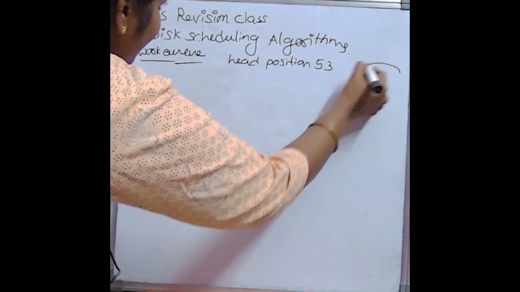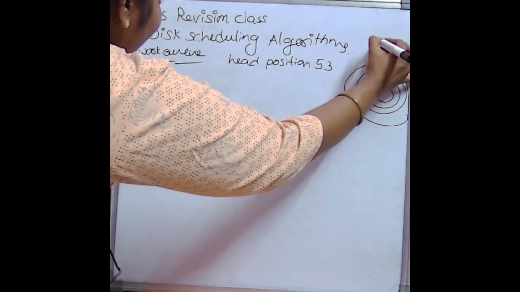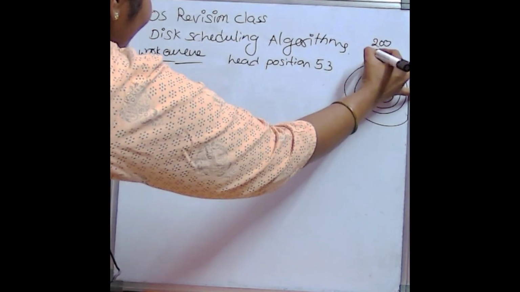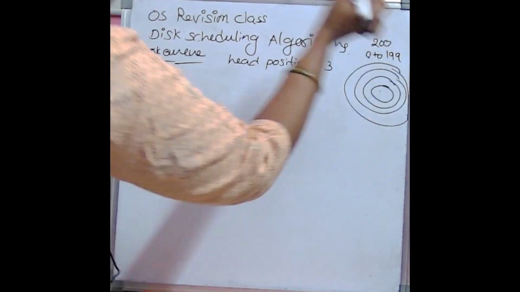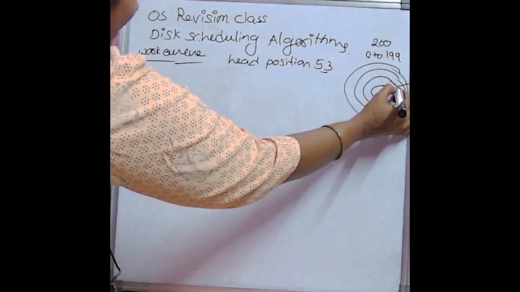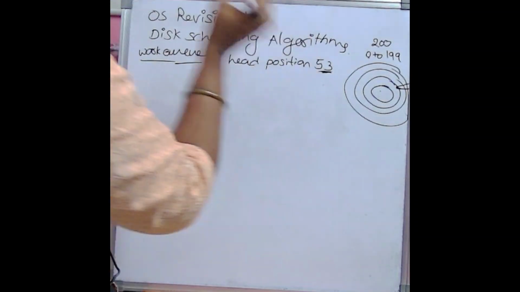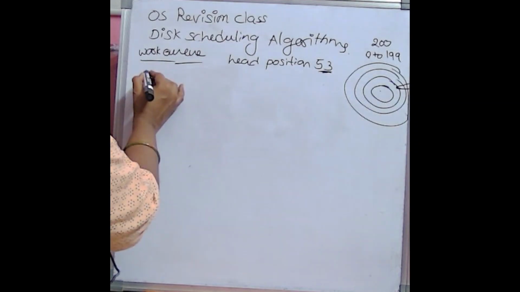53 cylinders. I said the platter is divided into a number of cylinders. Here, for this example, we are considering 200 cylinders, starting from cylinder index 0 to 199. Now they give you the position: the current read-write head is at cylinder 53. To read or store the data, the cylinder numbers are given and stored in the data structure called the work queue.